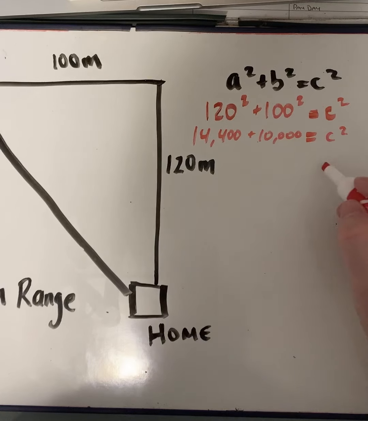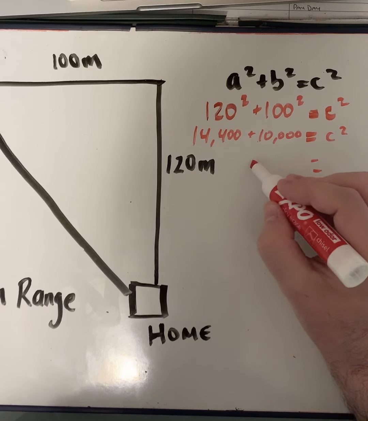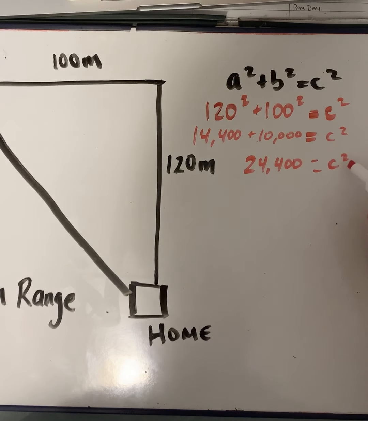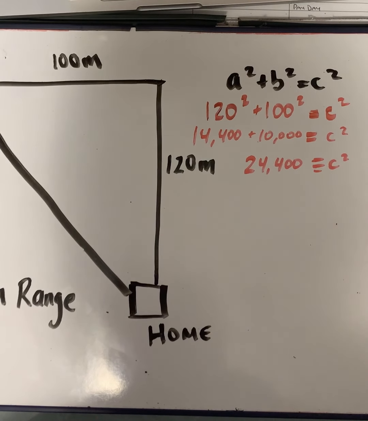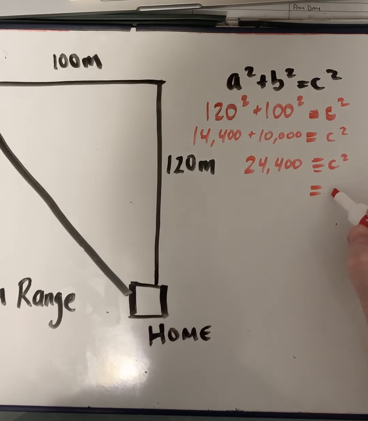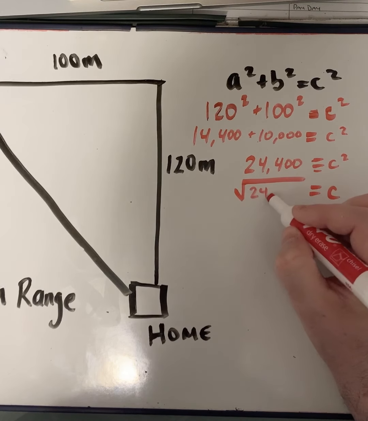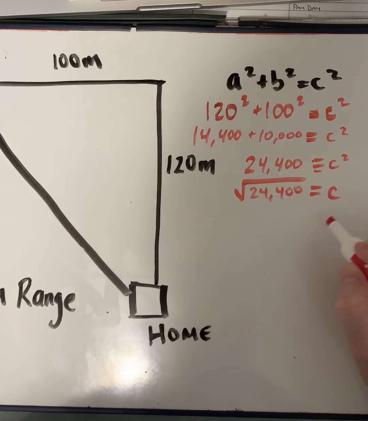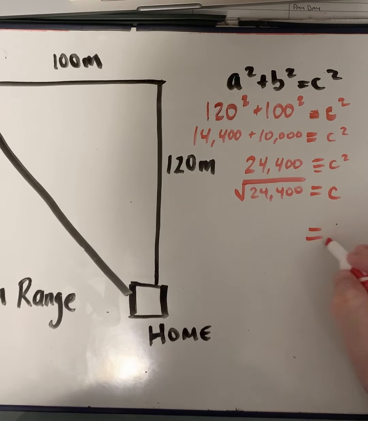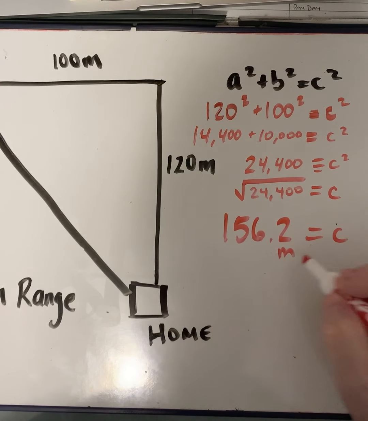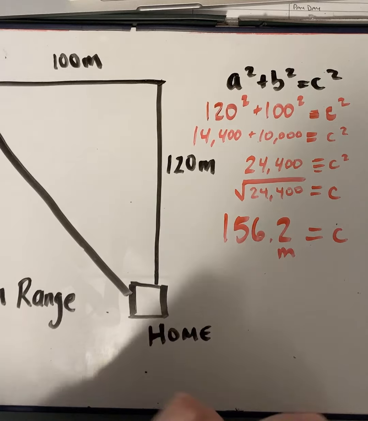Okay, we're going to skip a little bit. We're going to add those two up. We have 24,400 equals c squared. At this point, we've got to square root. c equals the square root of 24,400. And now we will square root that, and we get this number, 156.2 meters. What does that tell us?